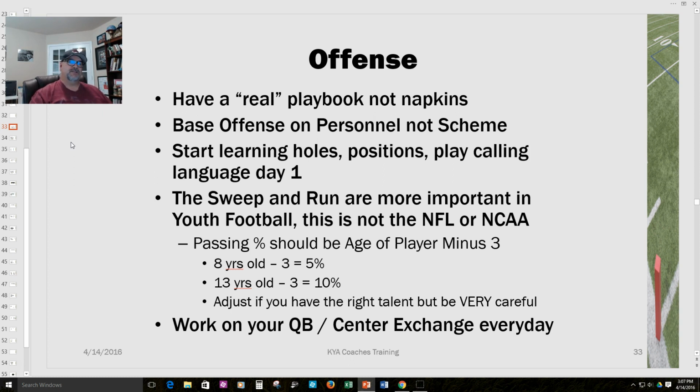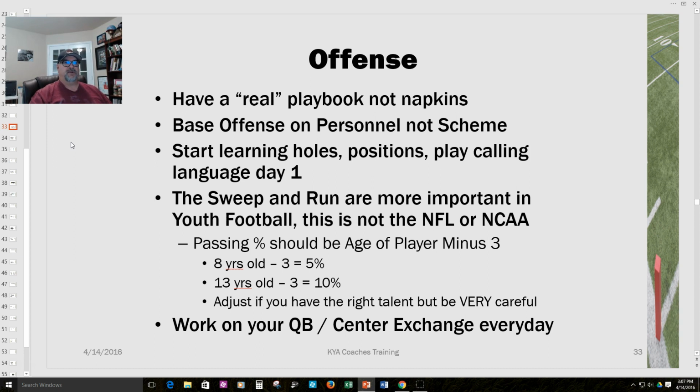The passing percentage, you came up with this little rule. Your passing percentage should be the age of your player minus 3. So 8 years old minus 3 is 5%. 13-year-old is about 10%. And you can adjust that based on your talent, but you should be very careful if you're increasing those percentage points a little bit, just because there's so many things in a pass that can go wrong. The pass can go wrong, the blocking can go wrong, and the receiver doesn't catch.